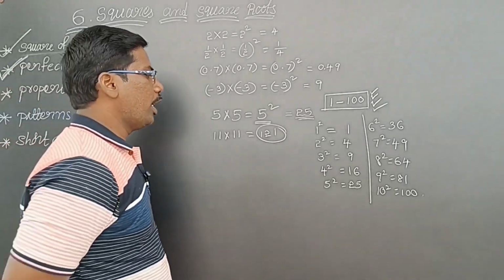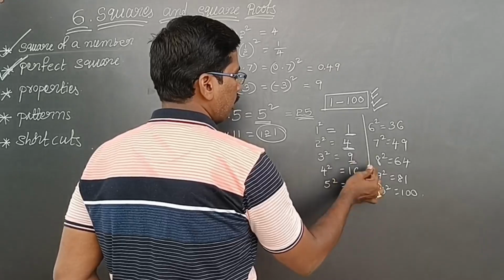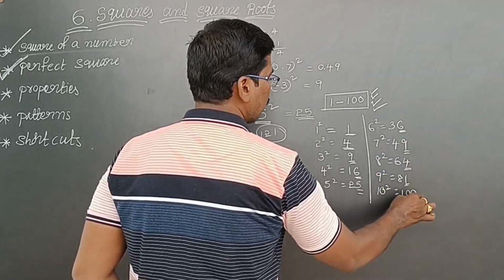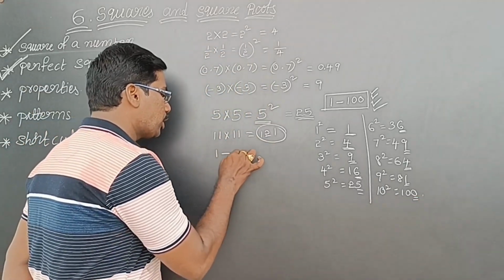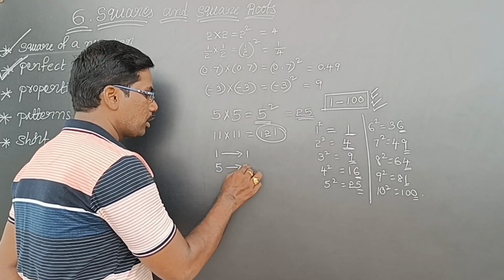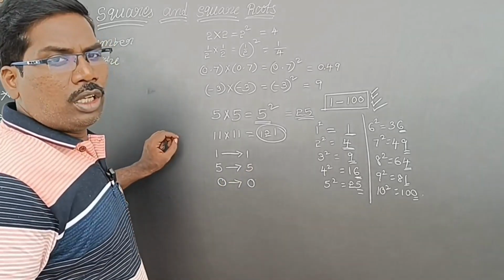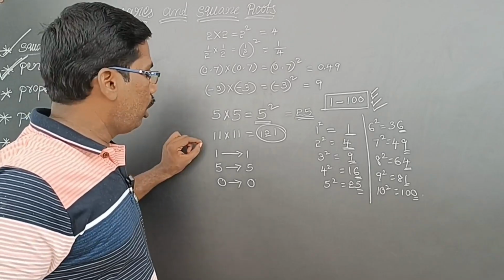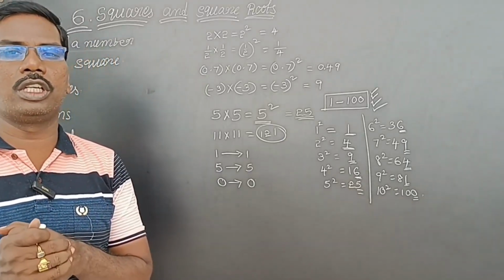Now, if you observe clearly, the units places are 1, 4, 9, 6, 5, 6, 9, 4, 1, 0. Means for 1 square, 1 only. Units place, if 1, means answer is 1 only. If 5 is there, then our answer also is 5 only. If 0 is there, then answer is 0 only. Means the number you are taking, if the units place is 1 or 5 or 0, then the same digit will be there in the square number also, in the perfect square also, isn't it?